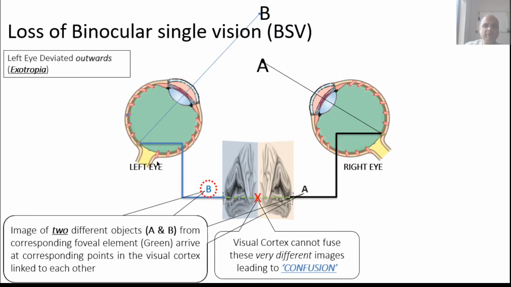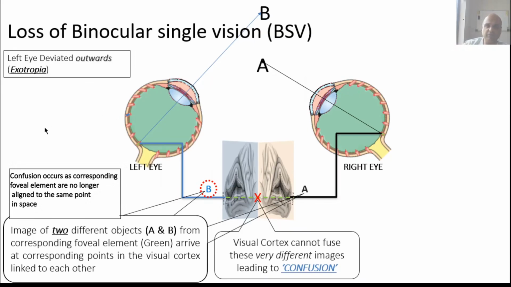Everything is fine. The only thing that has gone wrong is that your corresponding foveal elements are no longer aligned to the same point in space. One is looking at B, one is looking at A, which will result in confusion because these images can't be fused. They're very different from one another. So this person would sometimes see an A, sometimes see a B, because they're both equally clear. And the visual cortex is processing them as equally clear, it just can't fuse them. So sometimes you see an A, sometimes you see a B, and this is the first thing that happens when you have loss of binocular vision.